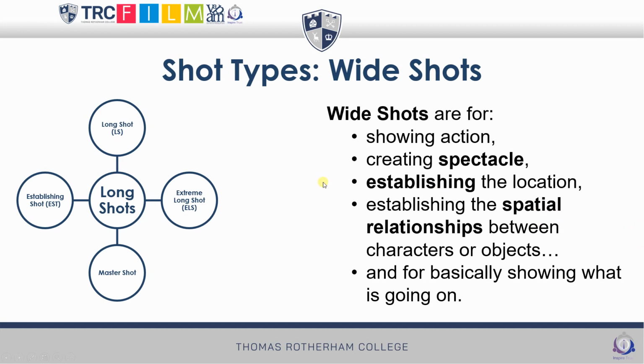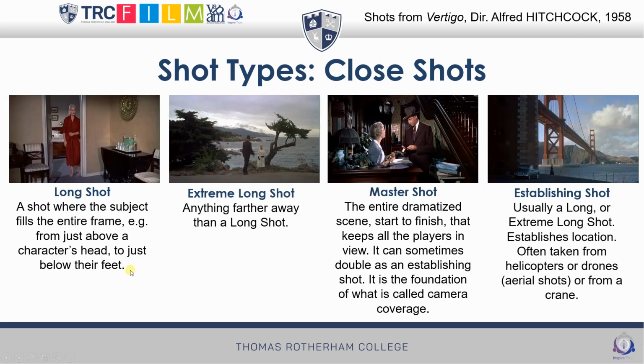Now, how do we distinguish between a long shot, an extreme long shot, and what are master and establishing shots? Before I go on, bear in mind we can mix these up. So, long or extreme long explains how far away the camera is from the subject. An establishing shot and a master shot is what that shot is for, what it's doing, how it's communicating meaning.